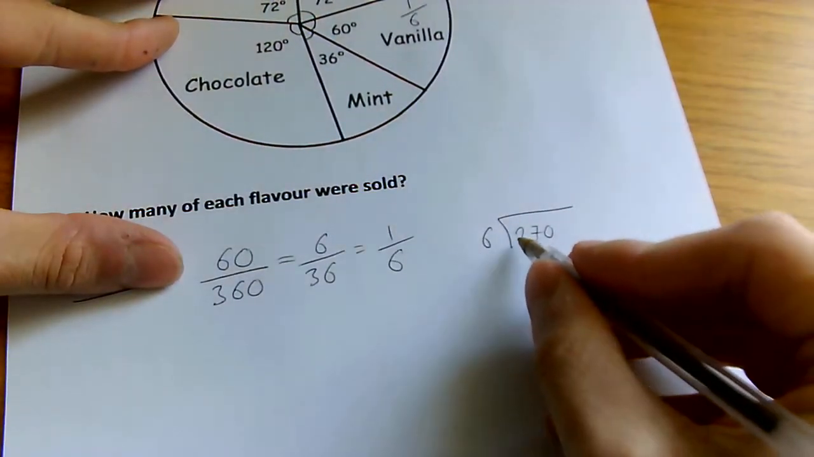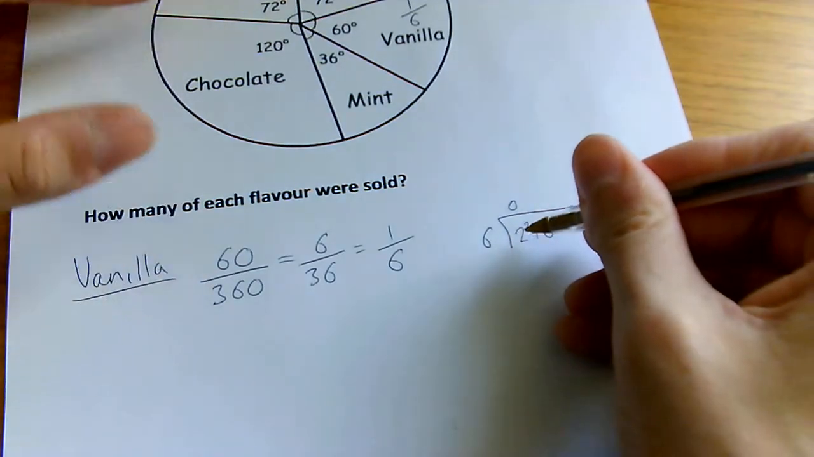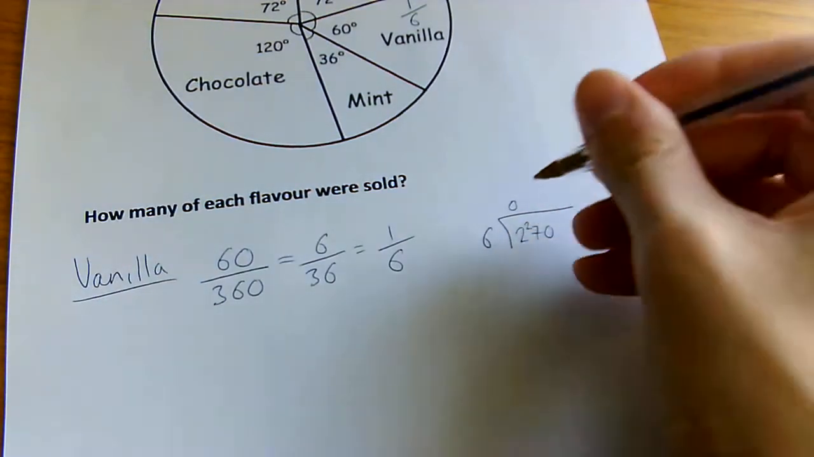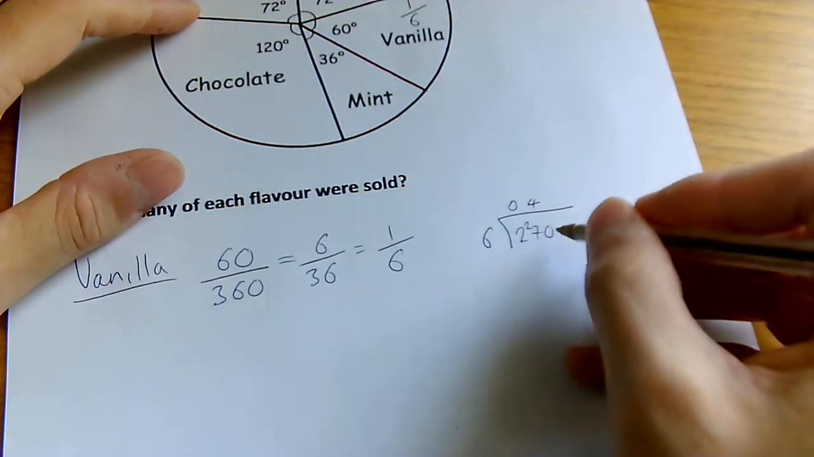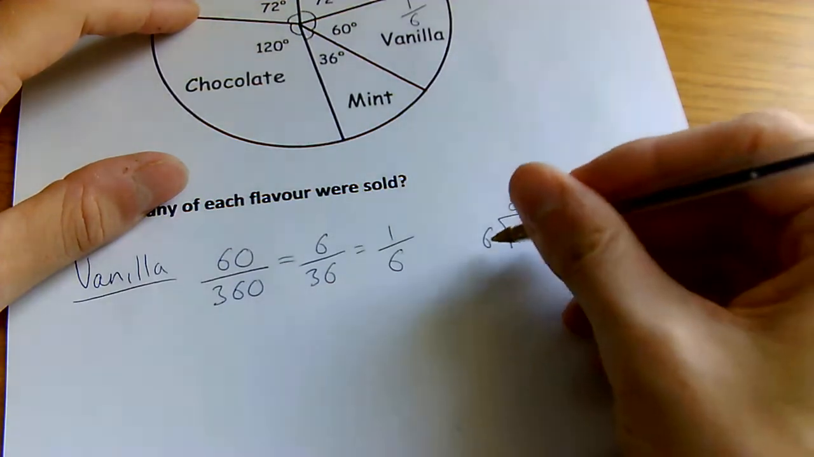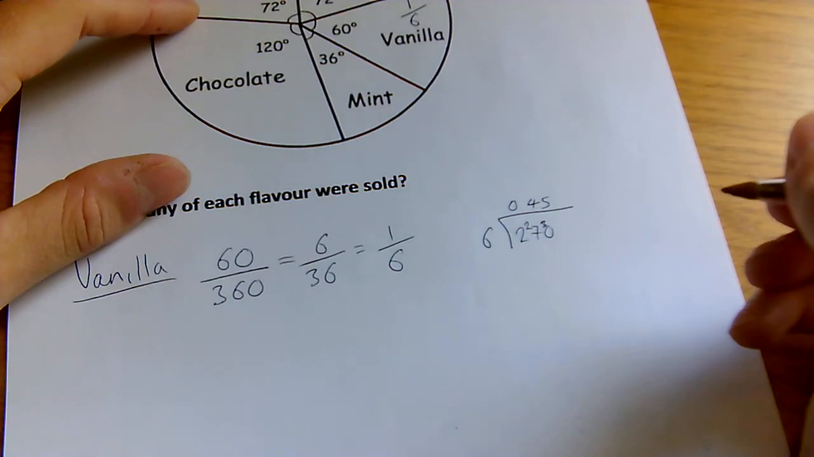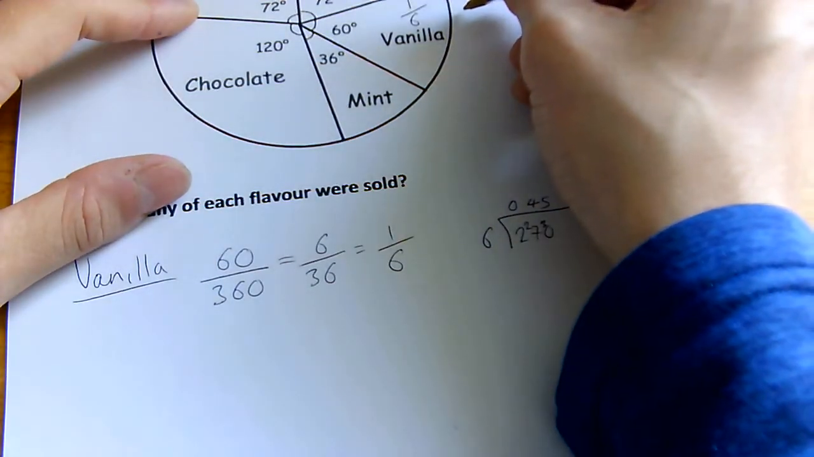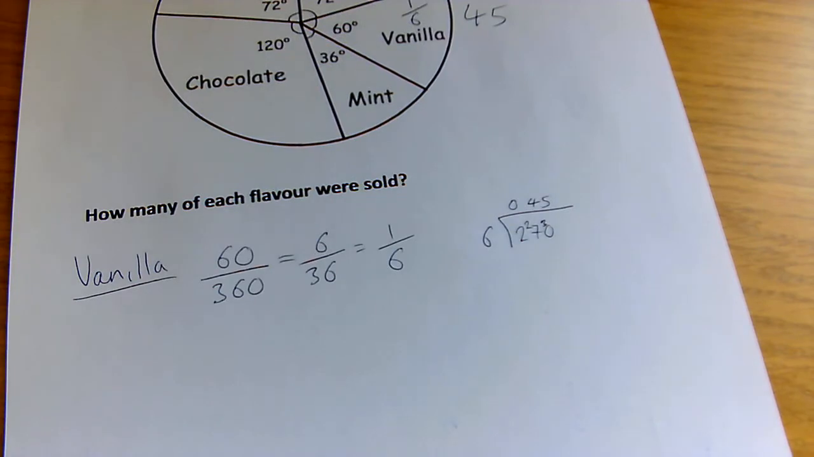So how many 6 is going to 2? None. How many 6 is going to 27? Well, 4 goes into 24, so I can put 4 there. And then 24, there's a remainder of 3, so I put 3 in front there. How many 6 into 30 go? 5. 45. Okay, so 45 people like vanilla. That's pretty good.